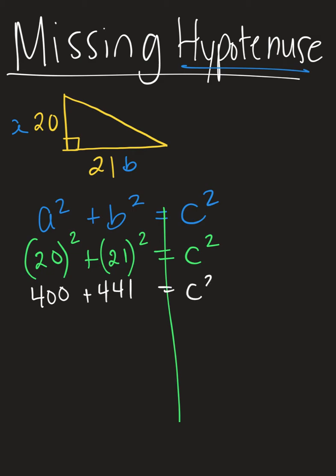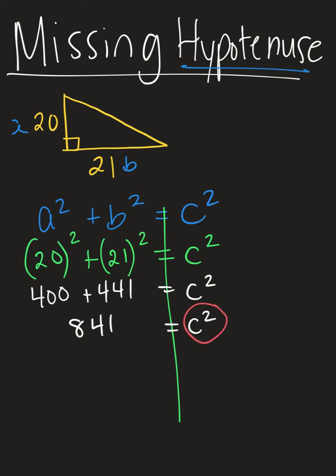And that is equal to c squared. So I'm going to add these together. I get 841 is equal to c squared. Now, I did have you memorize up to the perfect squares of 20. This one is a perfect square, but it's a little higher. I don't expect you to necessarily know it. You can use a calculator sometimes when we're doing the Pythagorean theorem, but I will show you the answer in this case.